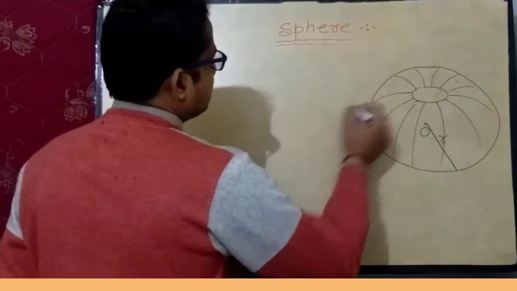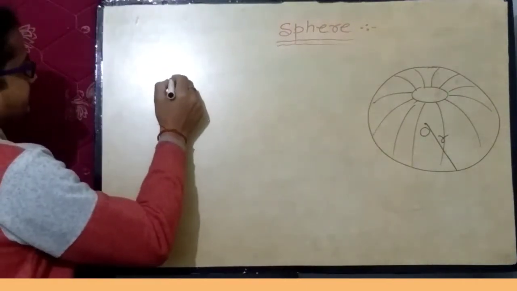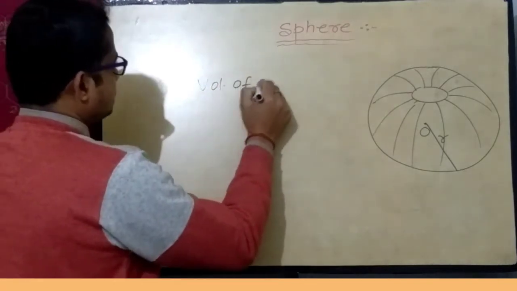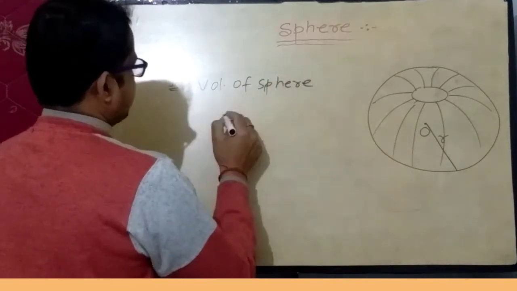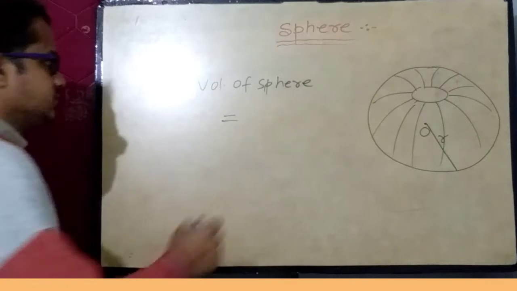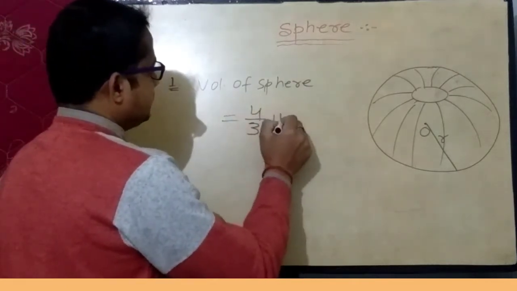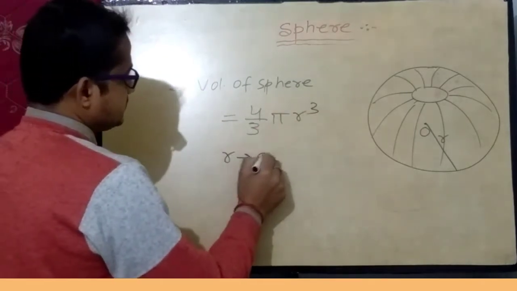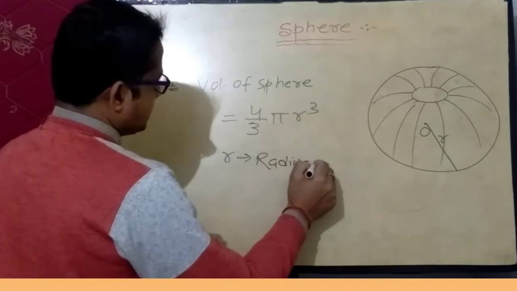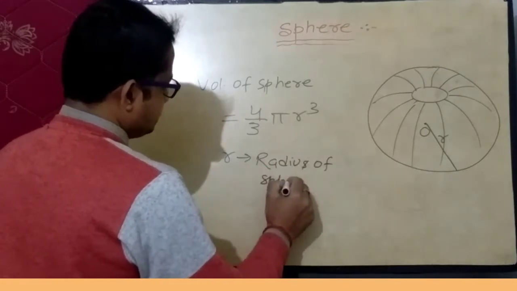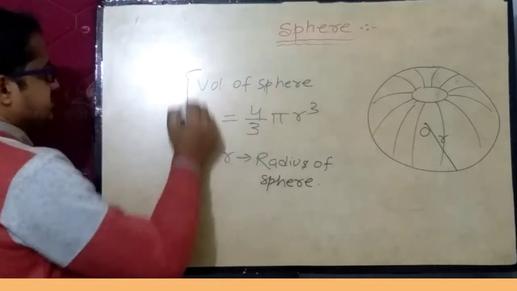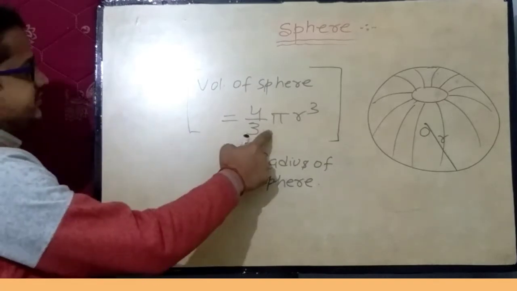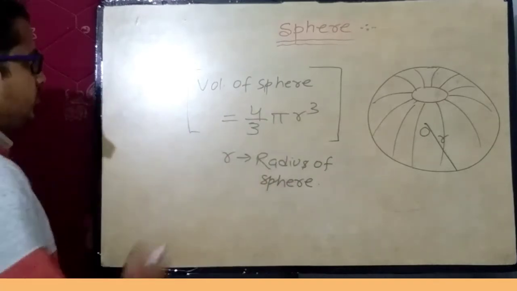Now, the first thing you have to see in this lecture is the volume of a sphere. Volume of a sphere equals 4 by 3 pi r cube, where r is the radius of a sphere. By using this formula, you can calculate the volume of the sphere, which is 4 by 3 pi r cube.